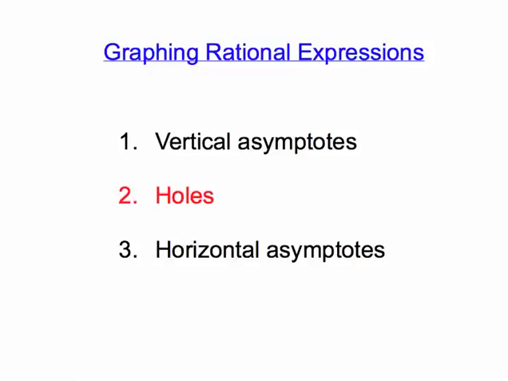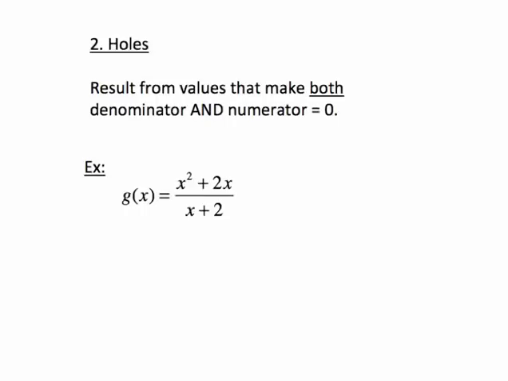In the previous video, we looked at how vertical asymptotes result from values that make the denominator of a rational expression equal to 0. In this video, we're going to look at how holes in the graph can come about. Holes in the graph result from values that make both the denominator and the numerator equal to 0. So as an example, g of x is equal to x squared plus 2x over x plus 2.